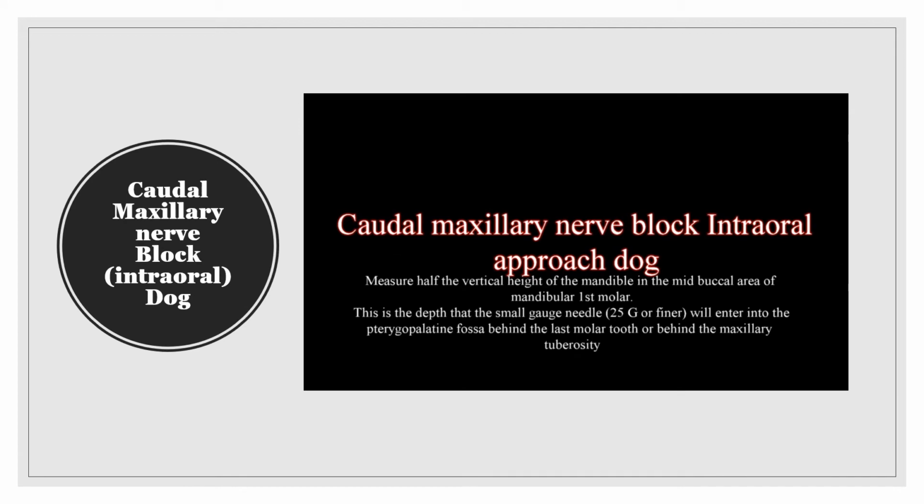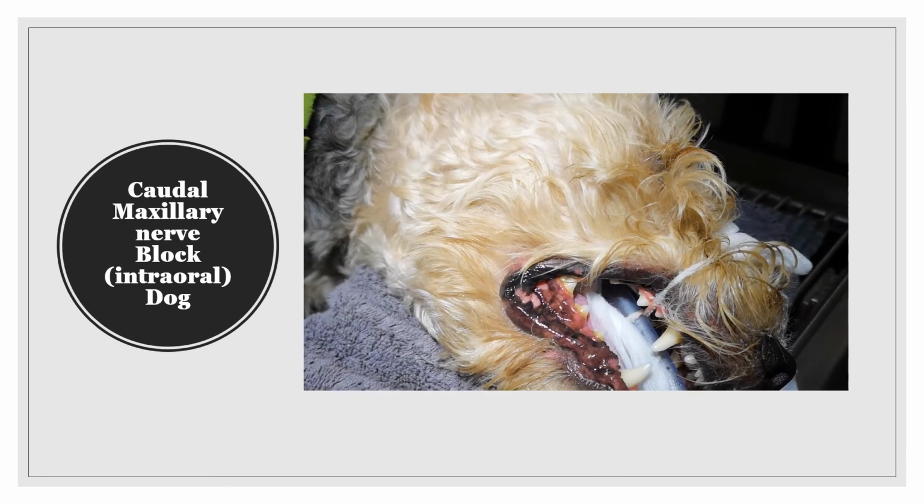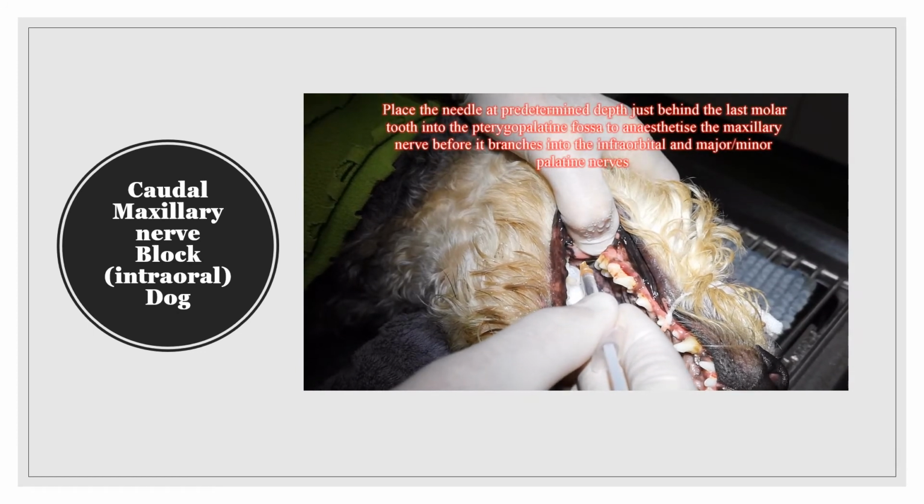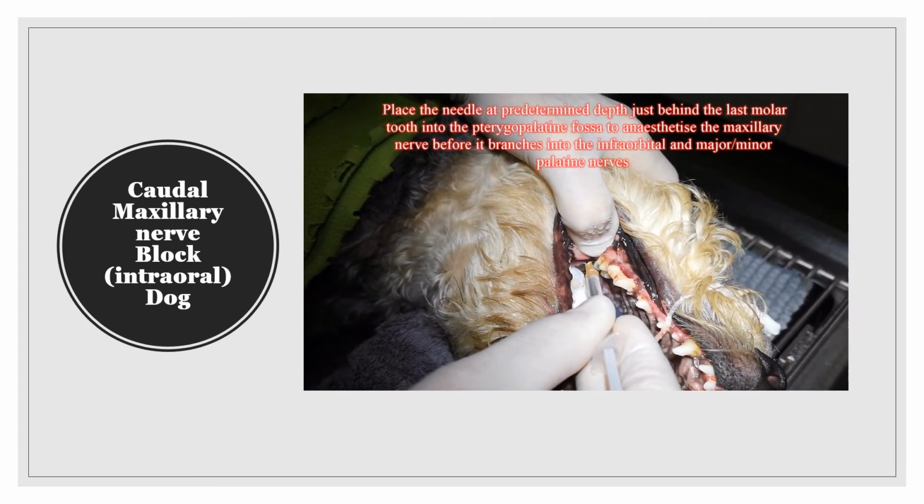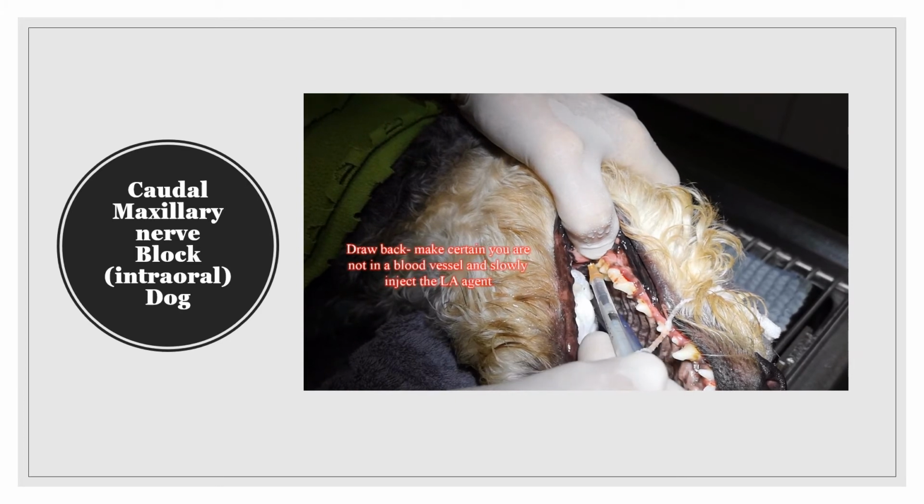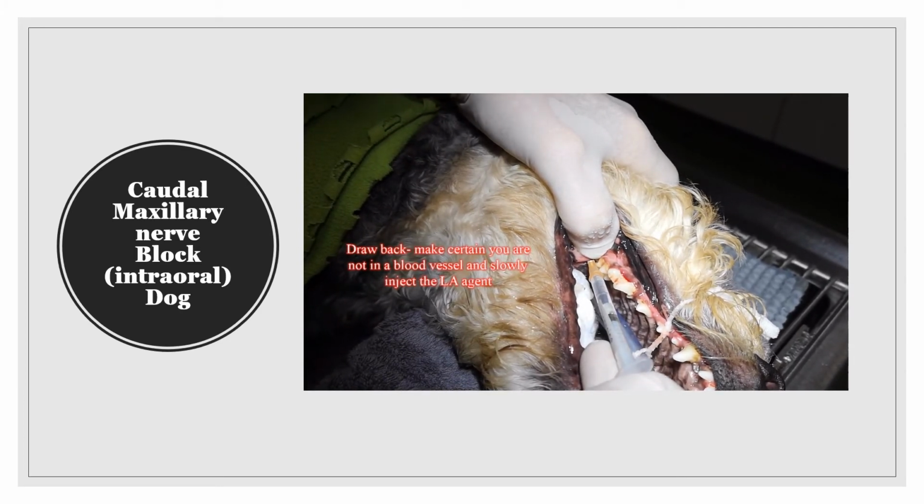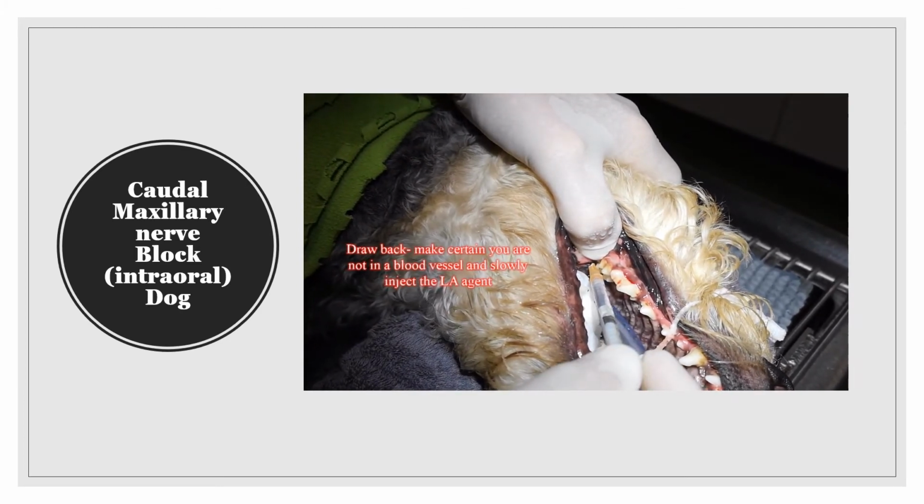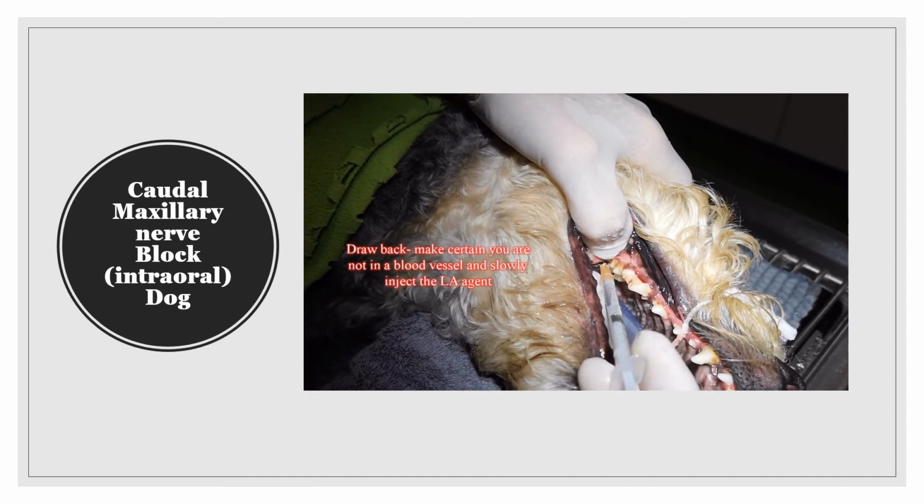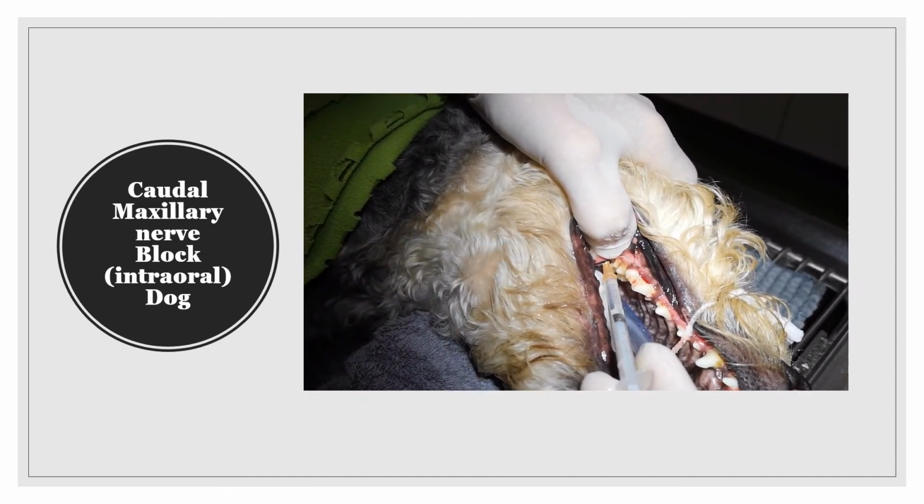So here's the video of the caudal maxillary nerve block. We've measured half the height of the mandible. We've bent the needle. As you can see, we're passing it behind the last molar tooth to the depth of the bend. We draw back, make sure we're not in a blood vessel, and then we slowly inject.